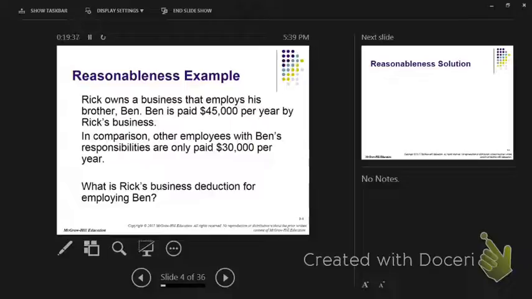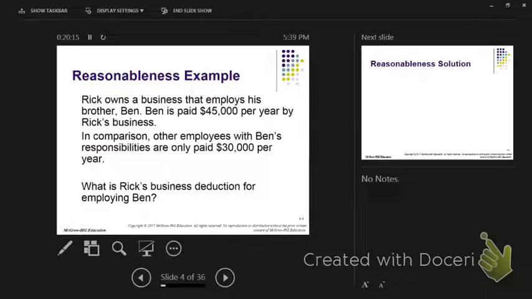So for example, Rick owns a business that employs his brother Ben. He pays Ben $45,000 a year. In comparison, other employees with Ben's responsibilities only make $30,000 a year. So he's paying his brother $45,000, but in other jobs just like that, people are making $30,000. So what is Rick's business deduction for employing Ben? Can he deduct $45,000 in salary because that's what he's paying, or does he have to adjust how much he's deducting?